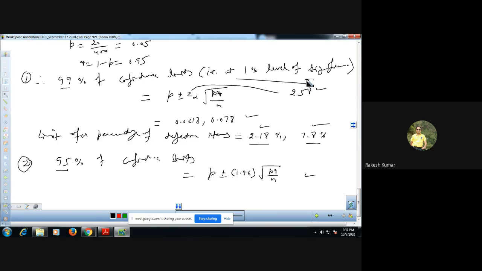I think it is clear about the proportions, samples and sampling distribution by taking a sample, and also about the 99% confidence limit and 95% confidence limit.